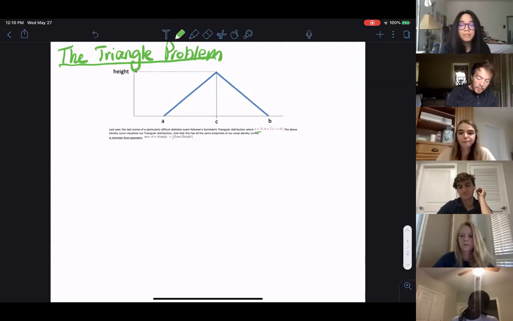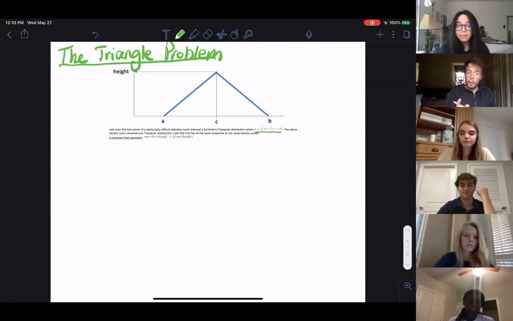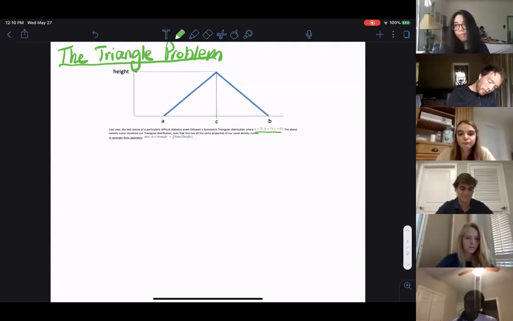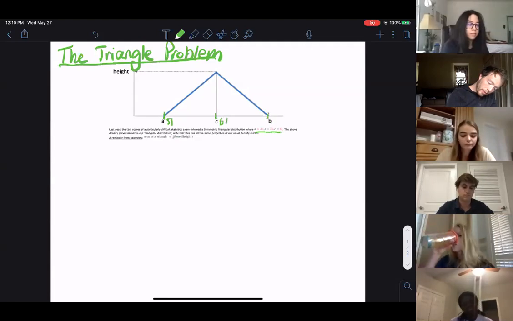Note these numbers were randomized for every single person's exam, so I'm just going to do my solution with these three numbers. But if you go through your own solution and it doesn't work out, come to me and I can help you go through it with your numbers. So these are all places on the x-axis. The value here is 51, the value here is 61, the value here is 71.